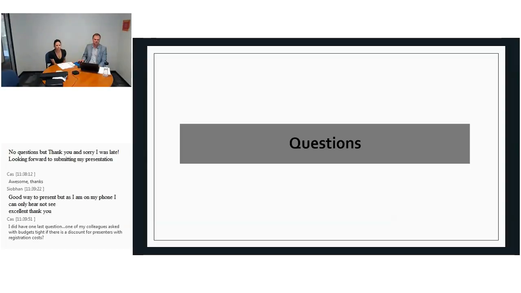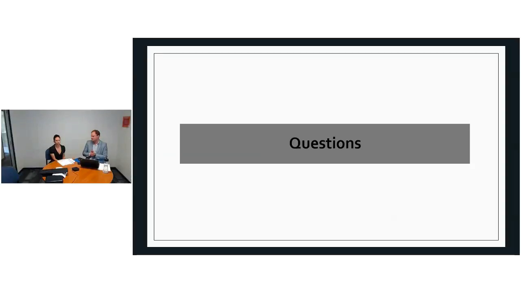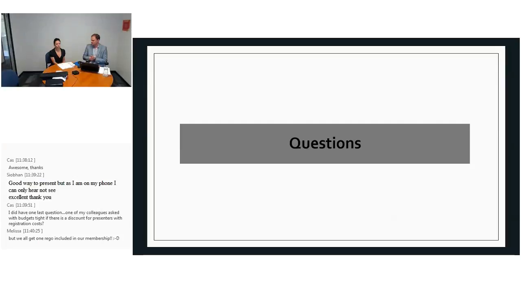Cass has one question, which one of my colleagues asked: with budgets tight, is there a discount for presenters with registration costs? Unfortunately not. As we're going to have a large number of presenters, it's not possible. The AACUHO's budget is also tight, and we don't really make a profit out of the conference. It's a break-even scenario. What there is, though, is if you've got an institutional membership, which I think most of you who dialed in do, Melissa's just noted, you get one registration for the conference included in your membership.